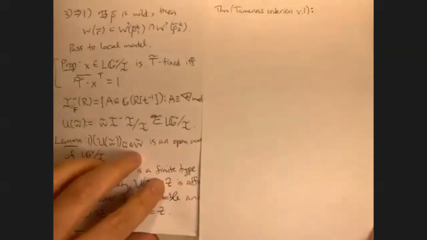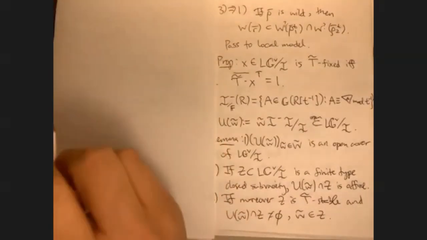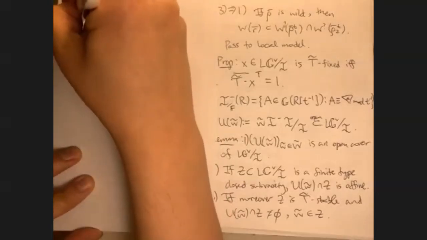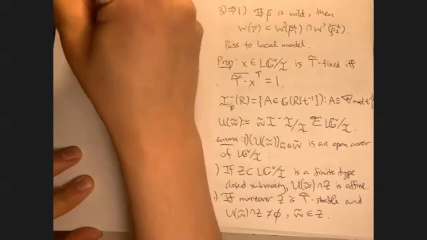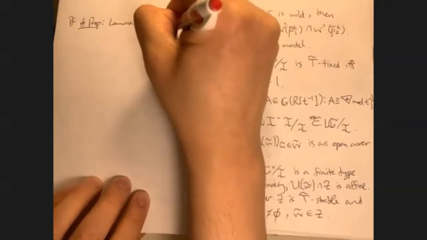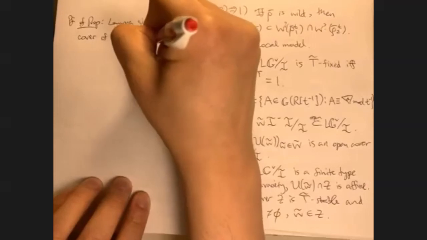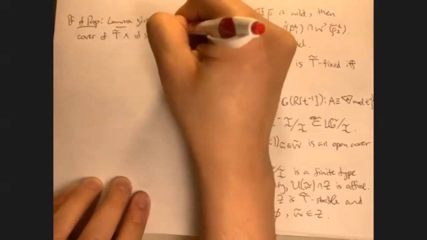And let me put these together. So right, I want to prove this proposition. Okay, so the lemma gives an open affine covering of this orbit closure of size given by the number of T fixed points. Okay.